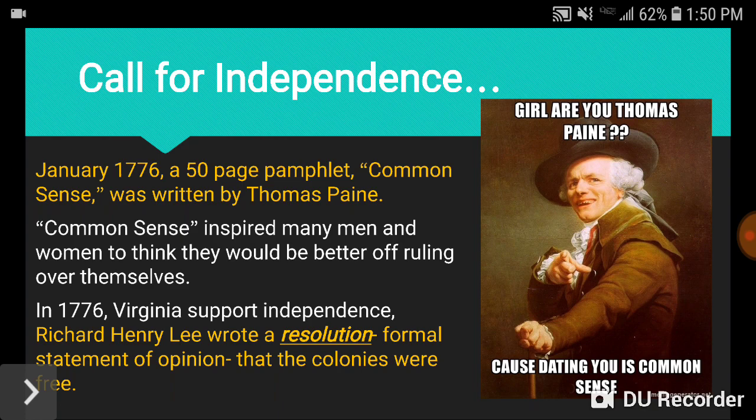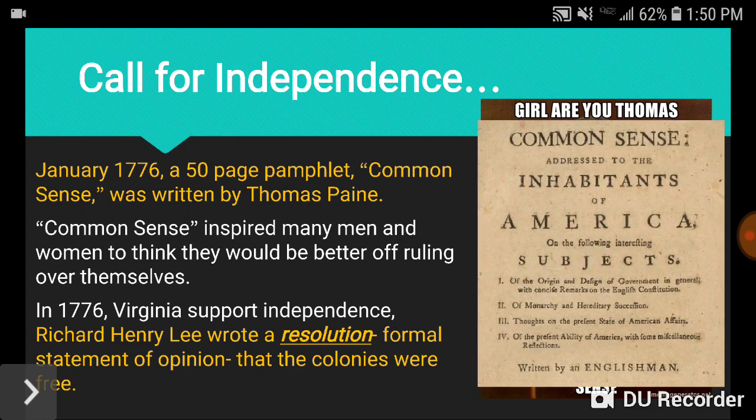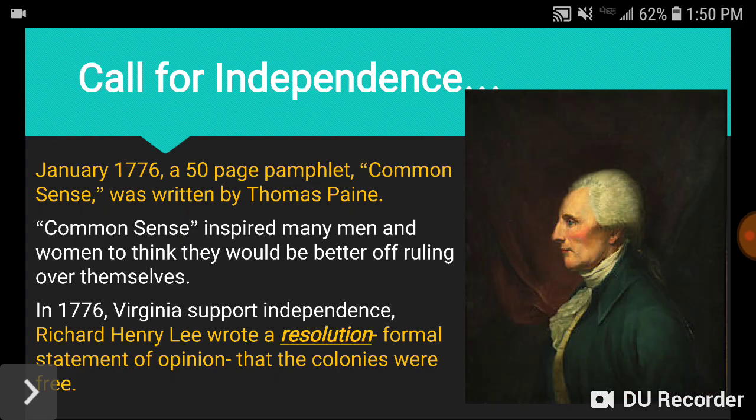On top of, or I guess in lieu of, Common Sense being written, you also have another guy who's going to be inspired by Common Sense and inspired by what's going on in the colonies, and his name is Richard Henry Lee. And in 1776, the same year that Thomas Paine wrote Common Sense, Richard Henry Lee is going to write a resolution or a formal statement of opinion for the state of Virginia.